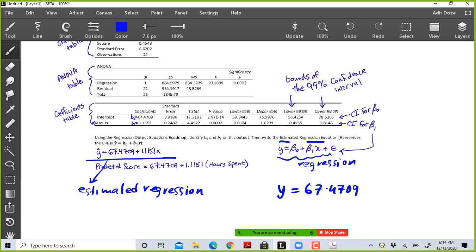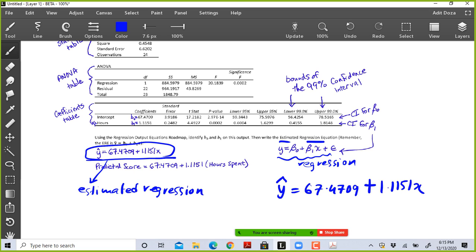67.4709 plus beta 1x, right? So beta 1x is 1.15x. Then there shouldn't be any error term, because in the estimated regression equation the error term is assumed to be 0, right? So this is what you will get eventually.